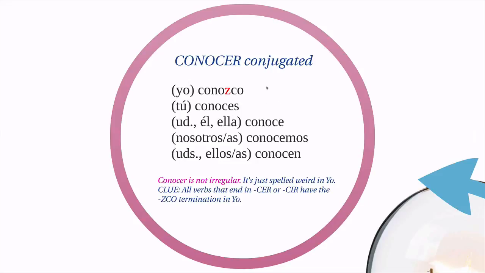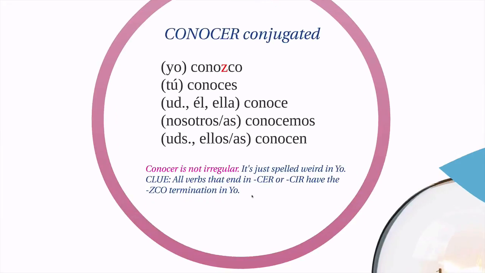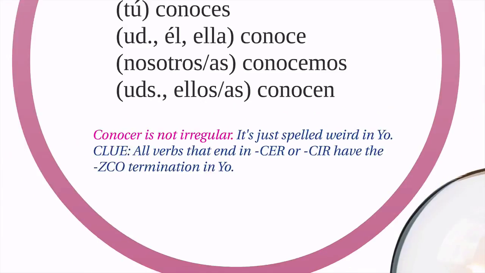Okay, let's conjugate the verb together again without the subject pronouns. Repita por favor. Conozco. Conoces. Conoce. Conocemos. Conocen. Great. Note, I gave you a little clue here that all verbs that end in CER and CIR have exactly this orthographic strangeness. They all go zco. And that really has to do with just how things are spelled in Spanish, not some sort of irregularity.